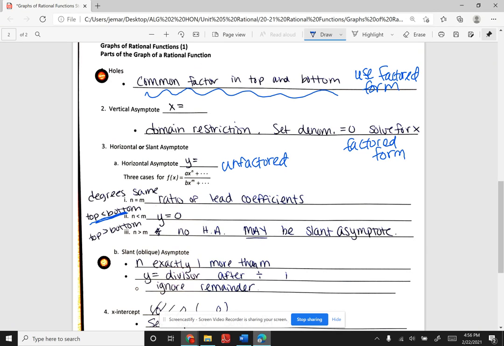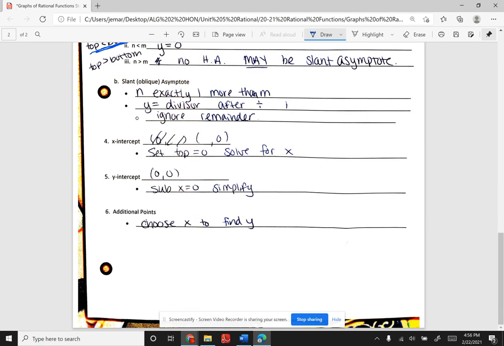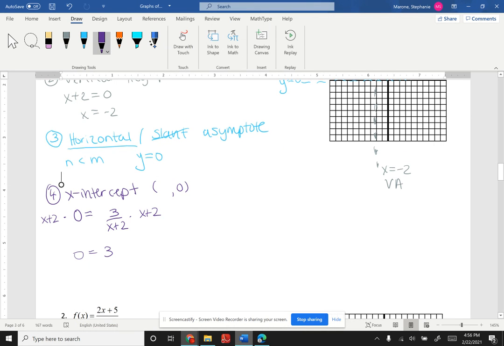So on that sheet, it says, for the x-intercept, set the top equal to 0 and solve for x. The reason why we can do that is because really we're substituting y equal to 0. So what we're really doing is substituting y equal to 0, and the denominator is going to go away when we clear the fraction because you're multiplying by 0. So since 0 does not equal 3, there is no x-intercepts.